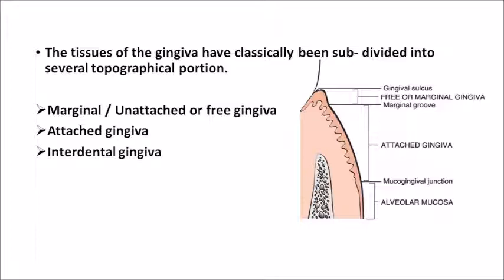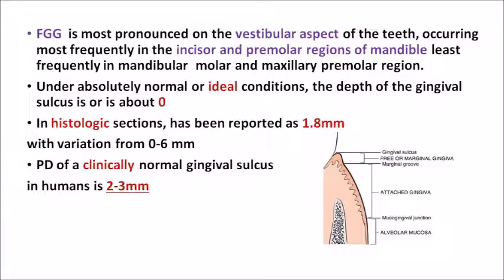Then you have a mucogingival junction. This separates the gingiva from the alveolar mucosa. So we know what the free gingival groove is. It separates the marginal gingiva and the attached gingiva. Where is this free gingival groove more pronounced? It is on the vestibular aspect of the teeth compared to the palatal or the lingual aspect. And most frequently it occurs in which area? Least frequently it occurs in which area?